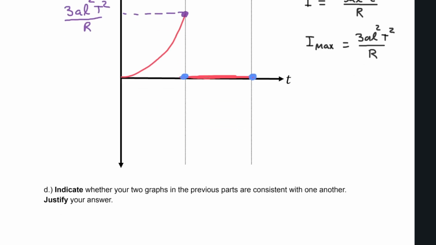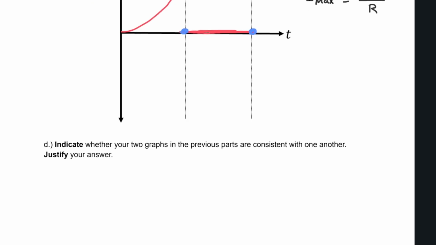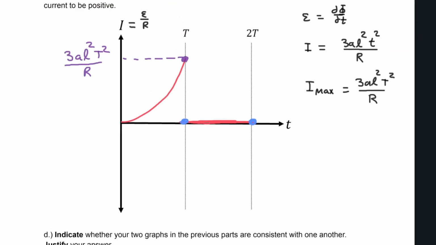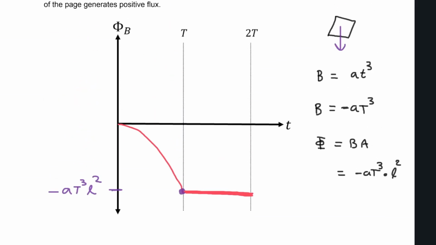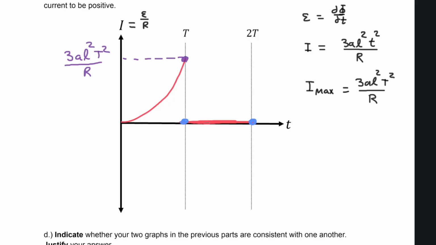Now we just need to indicate whether these two graphs are consistent with one another. Remember that according to Faraday's law, the induced EMF, and therefore the current, should be proportional to the rate of magnetic flux change. So if I look at this graph of flux, the current graph should be the negative derivative of that. We have a negative cubic and then a constant. So then we should get a positive quadratic and then 0. And that is, in fact, what we get.